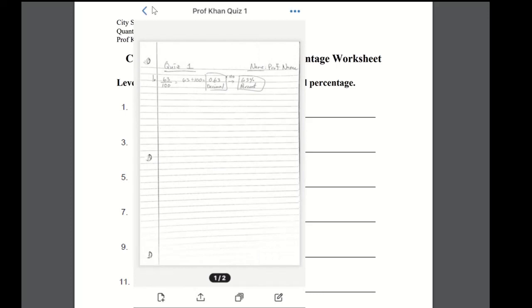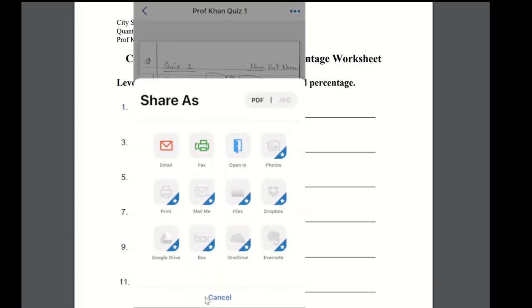Next, you want to upload it. The way you do that is you press this, you email it to yourself. Email to yourself as a PDF, not a JPEG. If it's a PDF, then all the pictures are going to be in one page. That's going to make life a lot easier. Email to yourself, and then you will upload that PDF using your computer onto the quiz file.